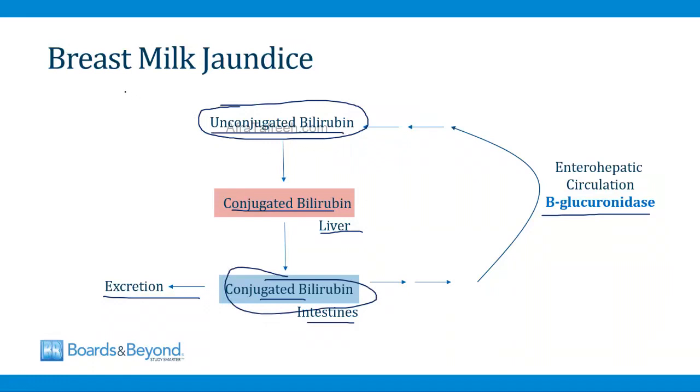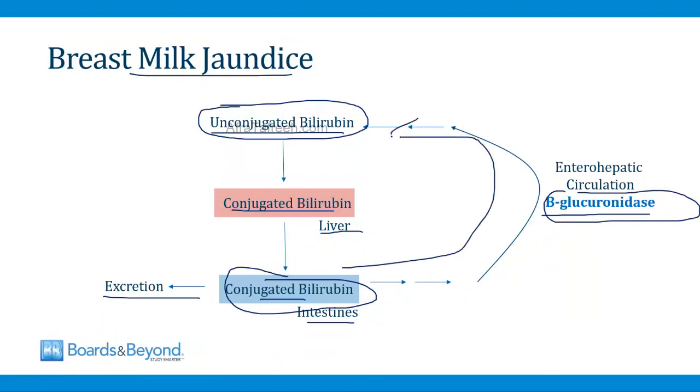So in babies who develop breast milk jaundice, they are consuming beta-glucuronidase in mother's milk, which makes this process happen at an increased rate, and therefore more unconjugated bilirubin is reabsorbed as part of the enterohepatic circulation of bilirubin, and that's why breast milk jaundice occurs in some babies who are breastfeeding.